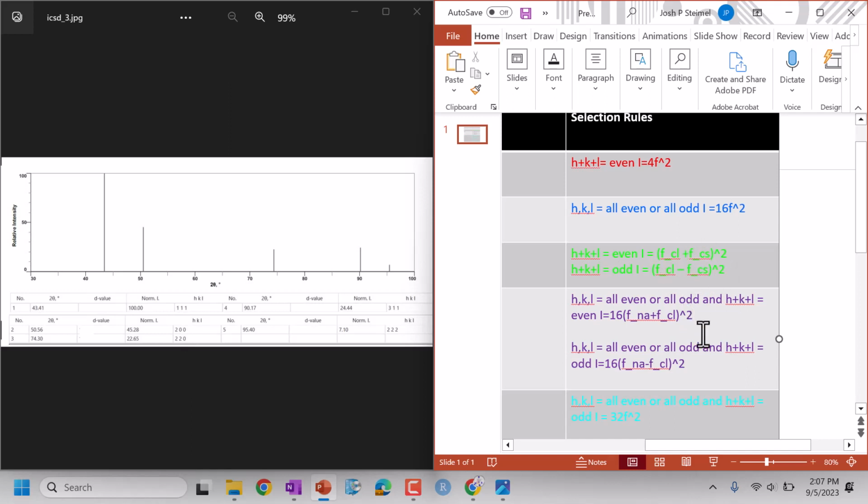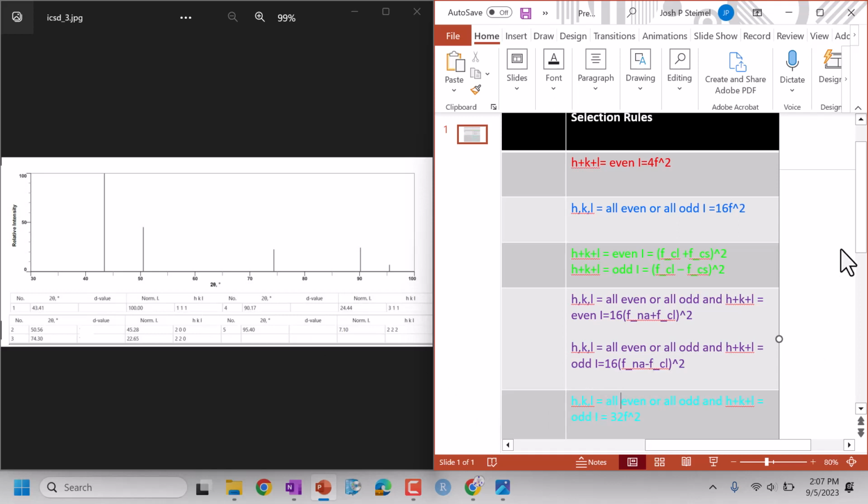What about here? H, K, and L need to be all even or all odd. Okay, we're fine on that one. And if it's even, I should get an amplified signal versus if it's odd. So same thing here, doesn't correlate. That is not true in this particular example.